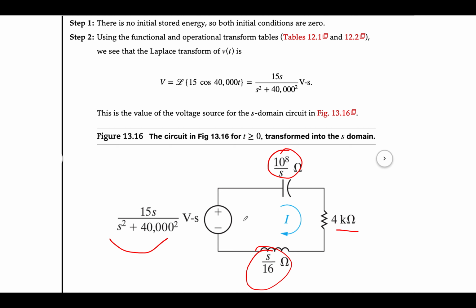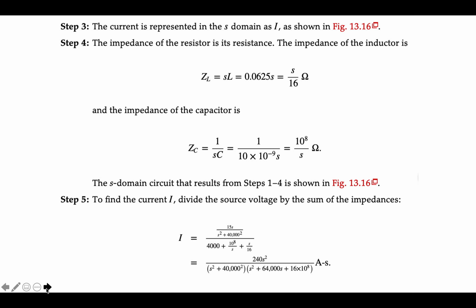So we're just going to write this as a single mesh circuit. If you're solving for the current, you could take the total voltage and divide by the total impedance. So that would be this right here. So the current is the voltage divided by the total impedance.